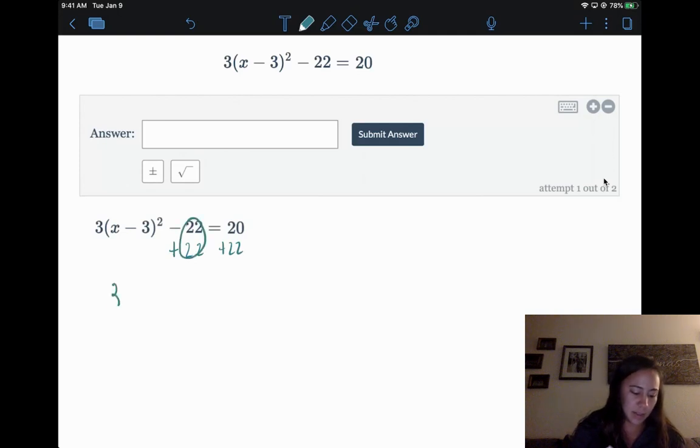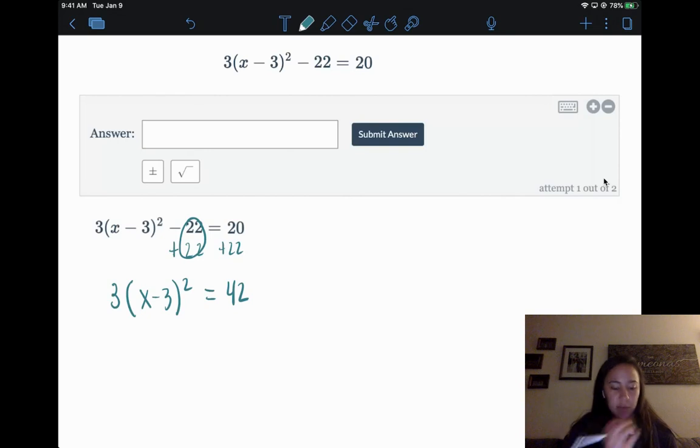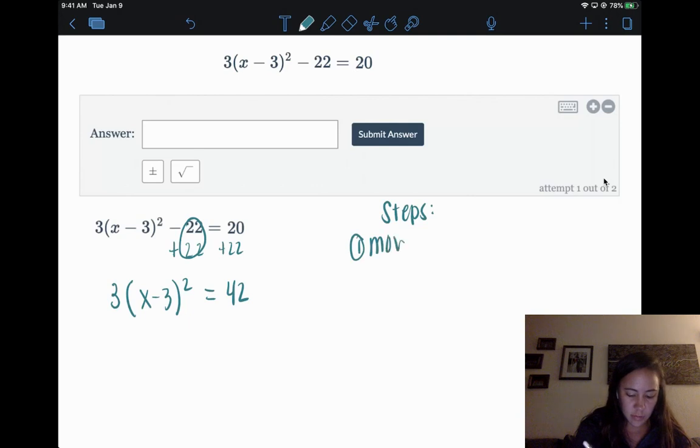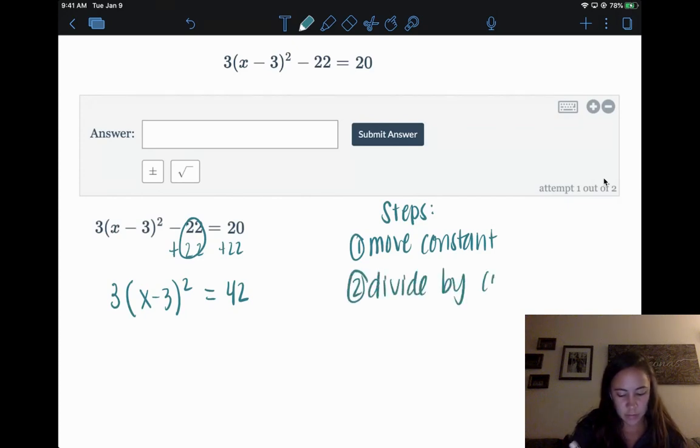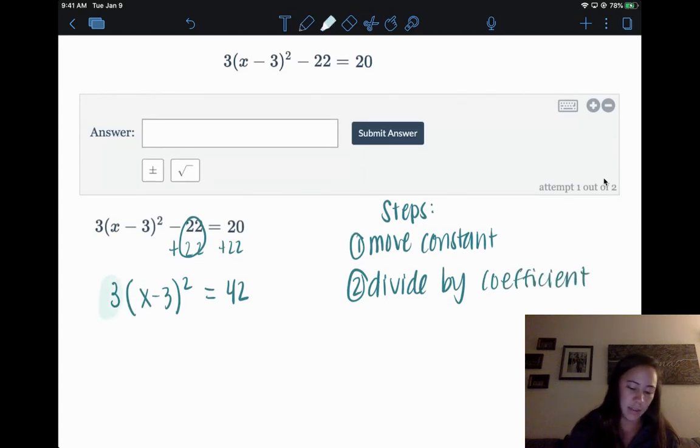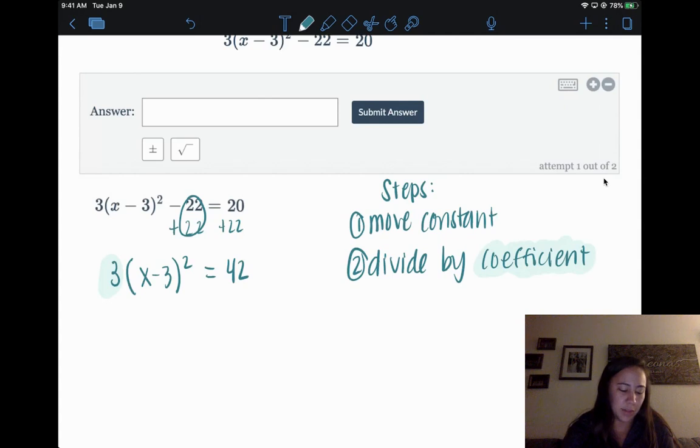Right, that gives us 0 here, so we have 3 times x minus 3 squared is equal to 42. All right, so you move the constant over first. Now from here, you want to divide by the coefficient. So the coefficient is 3, so divide by coefficient, which in this case, like I said, that's going to be our 3. We want to get rid of the 3 that's on the outside because we can't add 3 just yet.